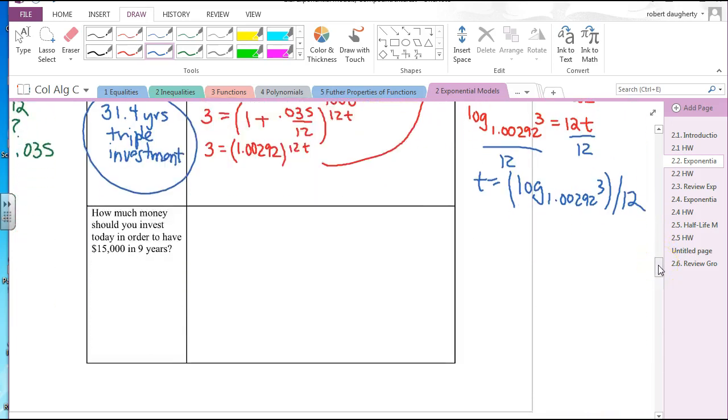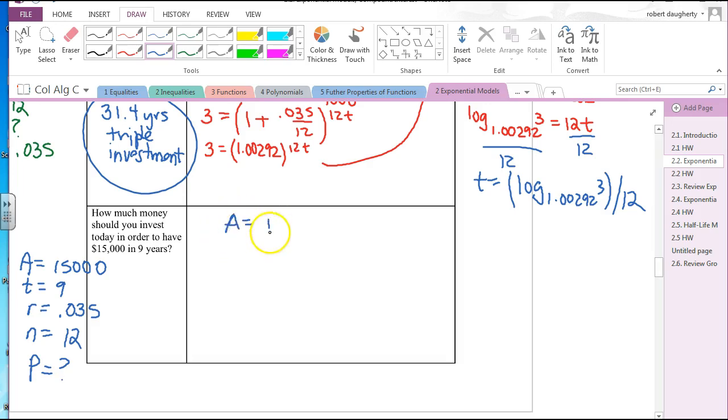How much money would I invest today in order to have 15,000 in 9 years, okay? So what's the future amount? 15,000. How much time? 9 years. Interest rate, same thing we were dealing with, 3.5%. Okay. Compounding it how often? Same problem. Monthly, right? Okay. What is it I don't know? The initial value. That's what I'm solving for. Okay. So I use this same formula.